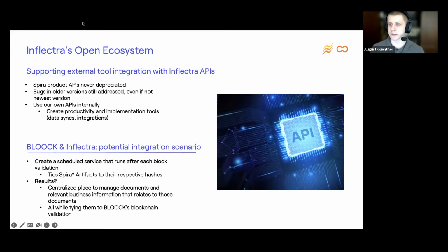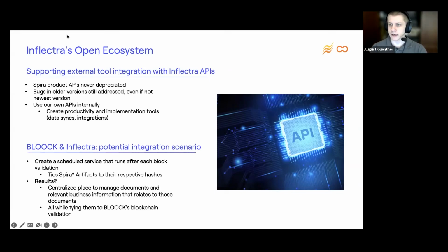I'm now going to take this opportunity to talk about our open ecosystem with our SpiraPlan, SpiraTeam, and SpiraTest products. I'm just going to shorten it to Spira because they're all very similar and they use the same APIs. But I'm going to hit on some of the points of why you would want to use our API and some of the benefits that we provide to our customers.